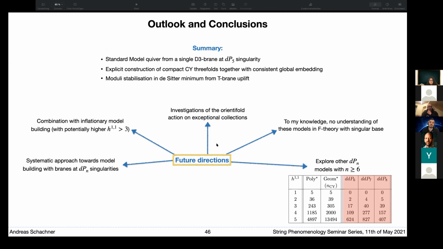And there are several directions that we would like to explore further in the future. For example, we would like to combine this model with a model of inflation. And also, for example, to my knowledge, there is no good understanding of these types of models in the F-theory language on singular bases. And it would be really interesting to investigate these types of models in the F-theory language as well.